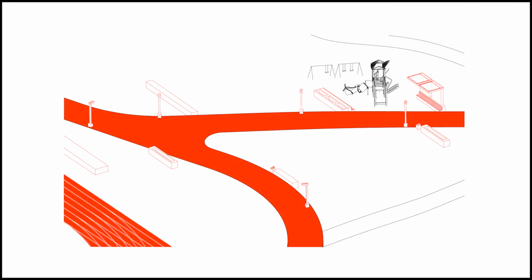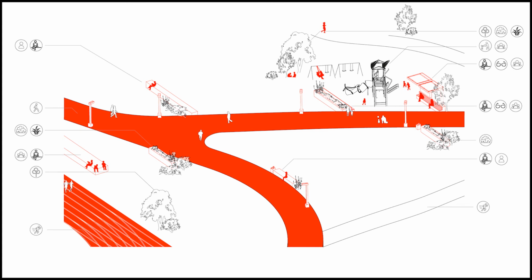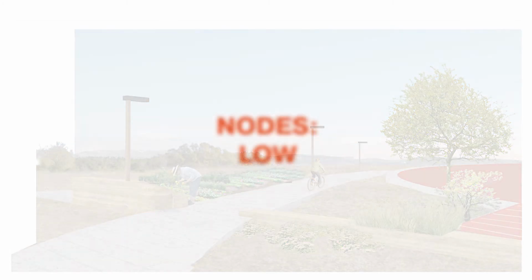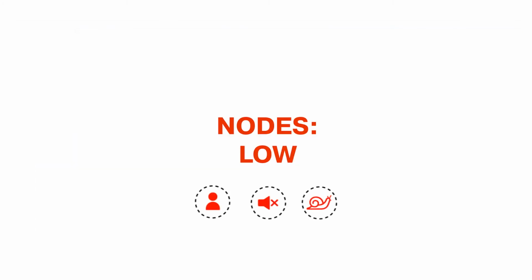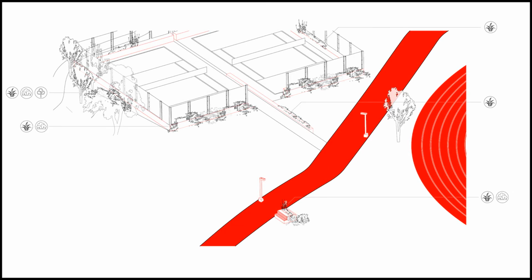The medium nodal scale is characterized by the intersection of recreational, social, and ecological systems. These in-between spaces create informal zones of social activity. The low nodal scale is where random and spontaneous encounter occurs. These spaces are least formal and appear along the path.